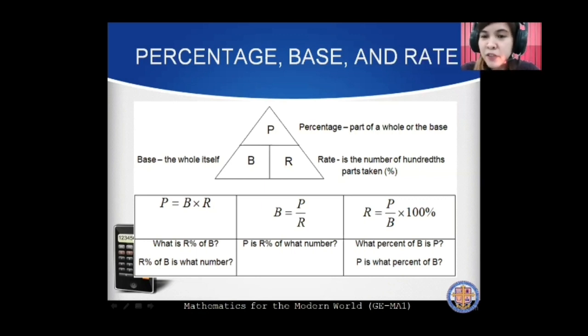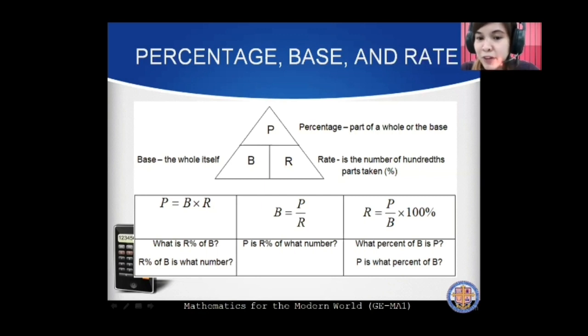And then, what are the kinds of questions that you will encounter, common questions, when you are looking for percentage? In our table, first column, ito yung klase ng question. What is our percent of B? Okay? Then, our percent of B is what number? So, dito, ang ibig sabihin ng of dun sa ating nasa first column, ibig sabihin times. You will multiply. Then, in our second column, when you're looking for the base, ito yung kind of question. P is our percent of what number? O, ganun ang klase ng questioning.